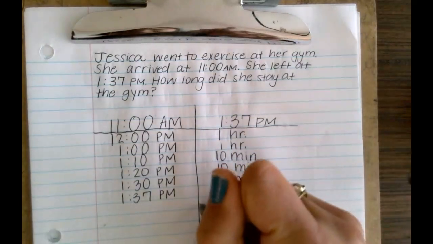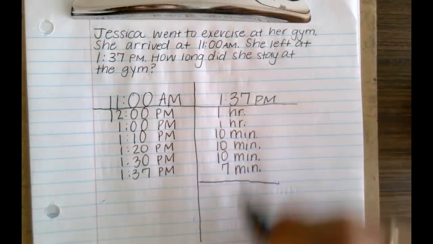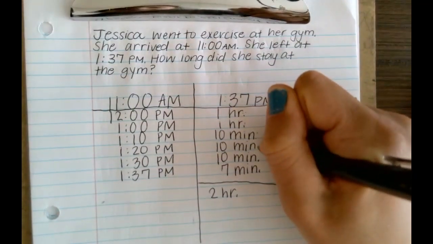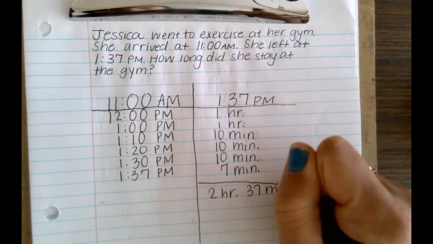Now I need to go over here and add up my totals. So I have 2 hours, 10, 20, 30, 37 minutes.